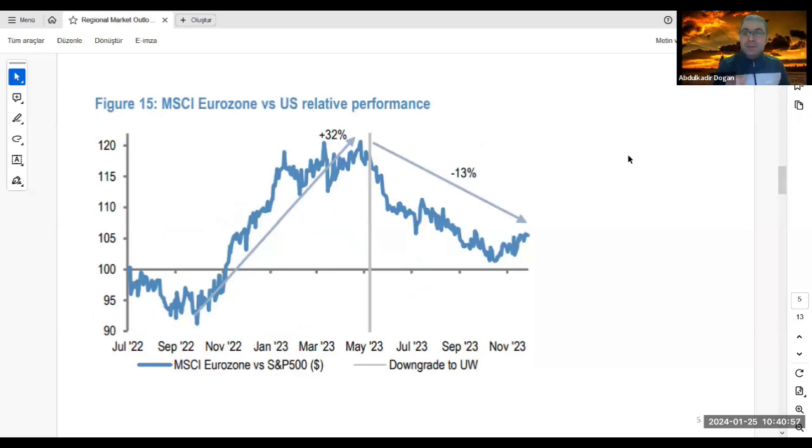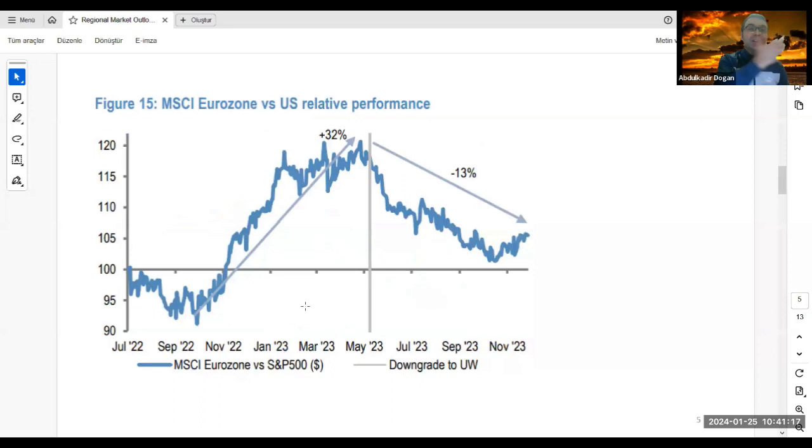And here, as you see, we have the MSCI Eurozone and US relative performance in the market indicators. This is directly showing us how Europe has outperformed the United States. As you remember, we are looking at all indicators in the regional market.